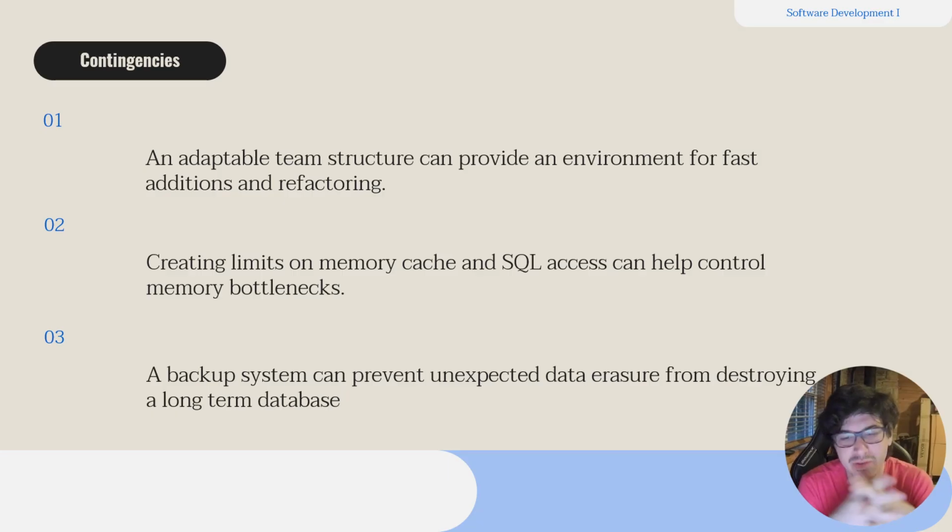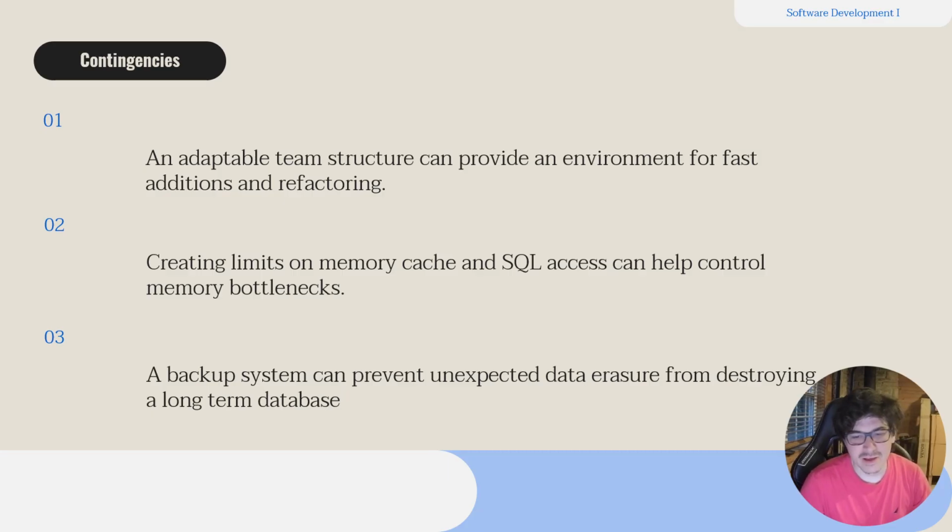So some of the ways that we want to deal with this is with an adaptable team structure. So they can go in there, they can add in additions fast or refactor. That'll help with the changing context of the environment. Creating limits on memory cache and access to the database. So this can help solve issues with multiple editing, things like that, or overloading servers or your computer. Loading up 100,000 entries at once might cause an issue.